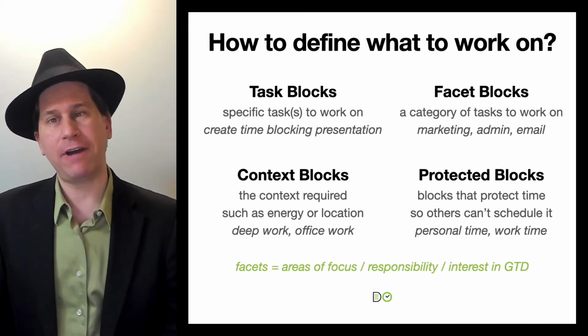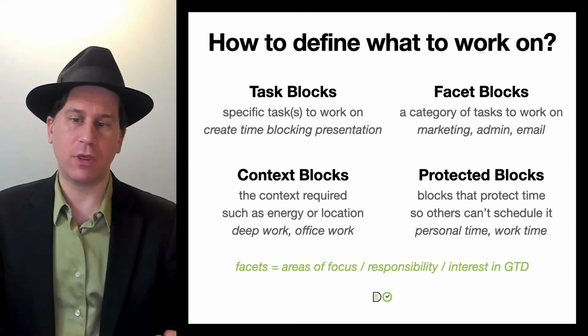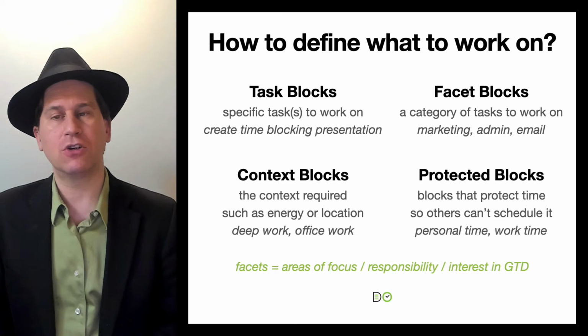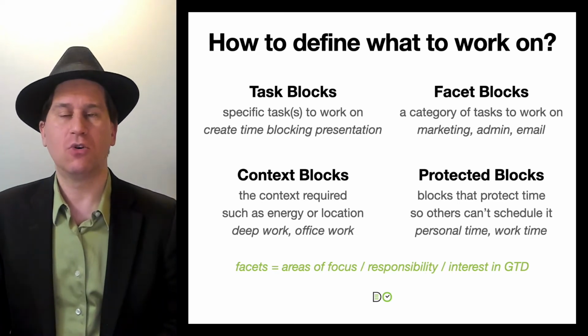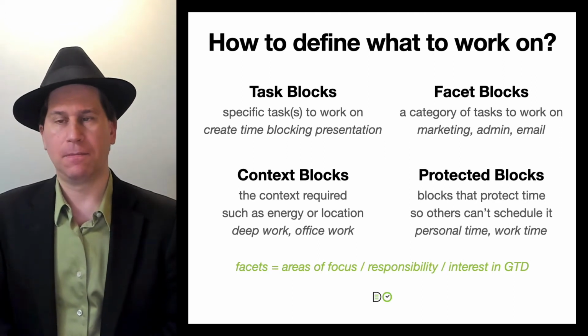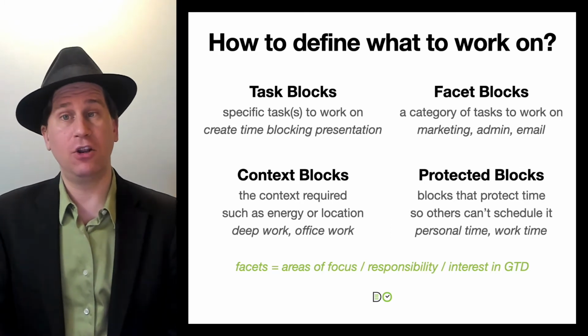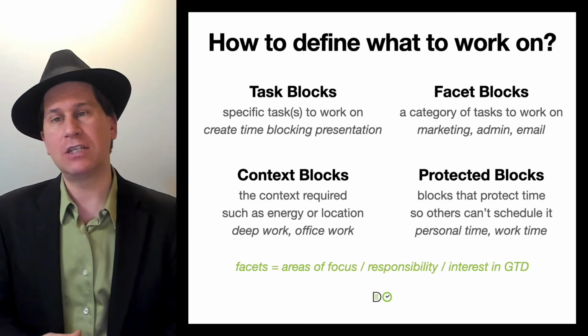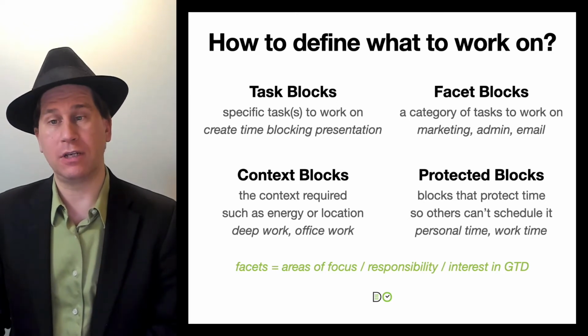I can work on a facet. A facet in this area is, if you're familiar with Getting Things Done, an area of focus, responsibility, or interest. So it's a category of tasks to work on, like marketing, admin, email, etc. We can have context blocks. So I'm at the office, so I need to do office work. Or I want to base it on what energy or mood I'm in. So I want to do a deep work state.